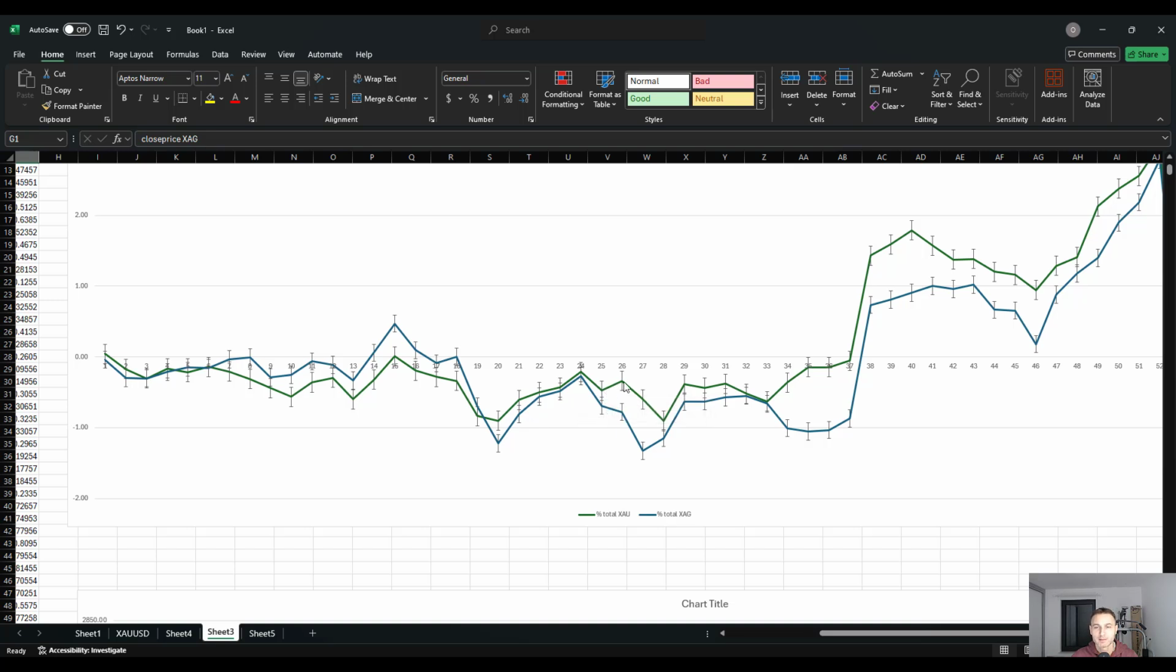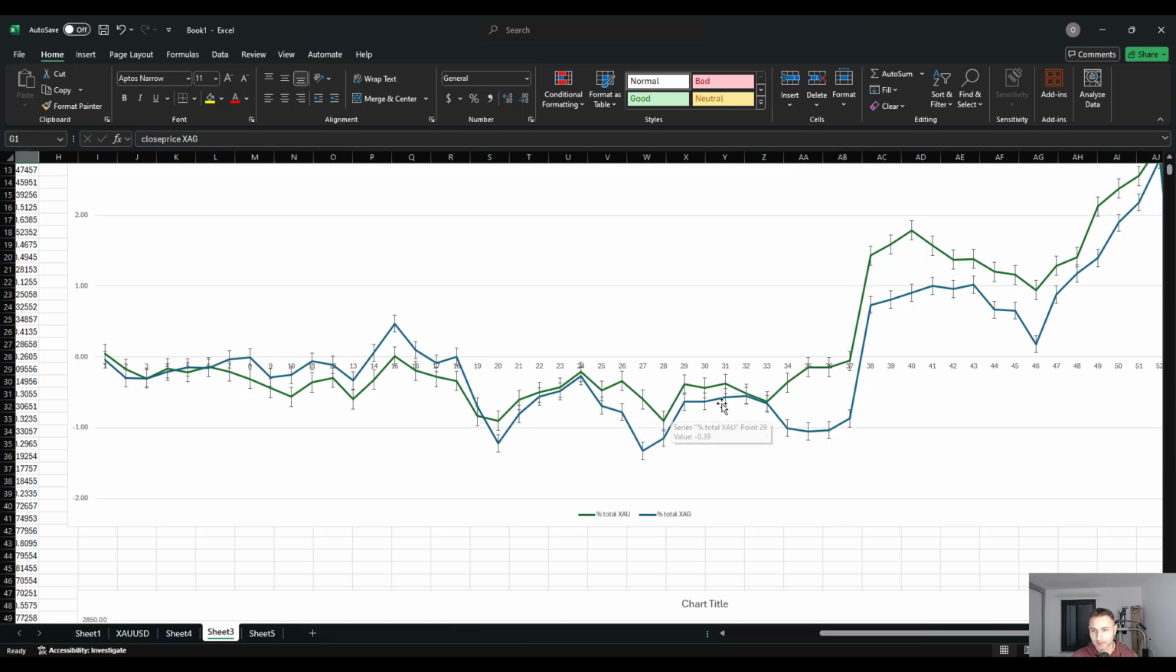Take a look at this here, where gold is rising and the silver is falling down. Then gold is also following. The silver is dropping even stronger. This is also great information for the traders. Whenever the gold will fall in value, the silver will also probably fall stronger.